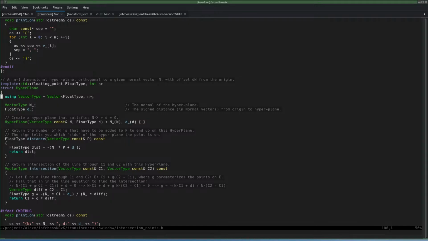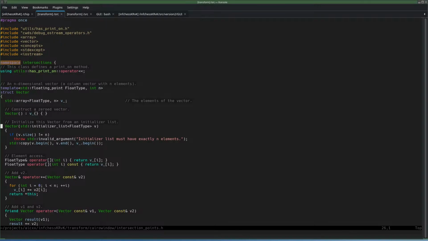The vector type here is this vector in the same file, which has a constructor from an initializer list. But it's fixed anyway, the number of dimensions.